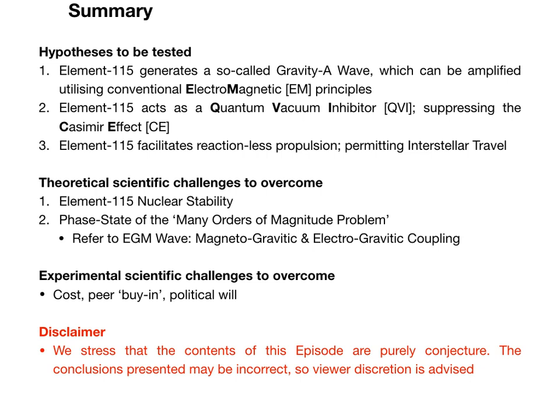These hypotheses introduce the theoretical scientific challenges you'll need to overcome. Firstly, and most importantly, the problem of nuclear stability. Nothing can move forward without this being theoretically resolved. And secondly, you'll need to demonstrate in a convincing way that the right isotope of a stable element 115 atom generates an electrogravitic coupling wave, as depicted on a previous slide. To assist you in achieving this, we have offered the possibility that the resolution of the many orders of magnitude problem is the key to generating an electrogravitic coupling wave. Please review episodes 34 and 35 for additional phase state information.